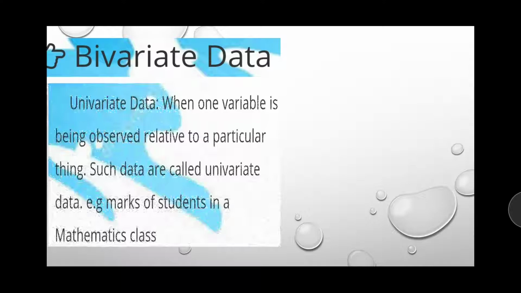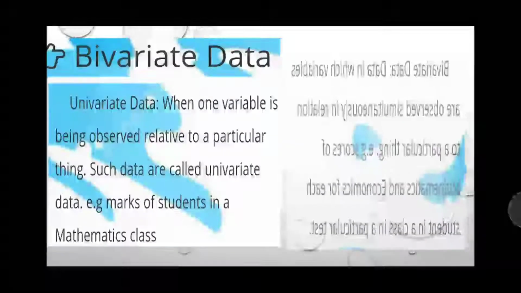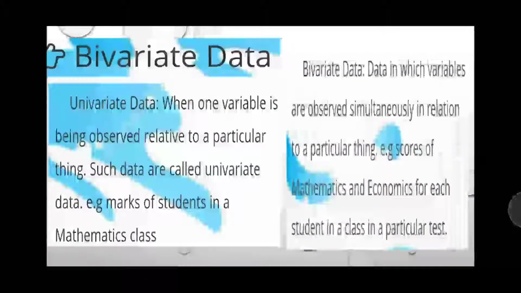Our variable here is the mathematics score or mathematics marks. Okay, that's our variable, and that's the only variable. We are looking at it with respect to a particular student. Now let's look at bivariate data. That is very important and very crucial in correlation and regression.